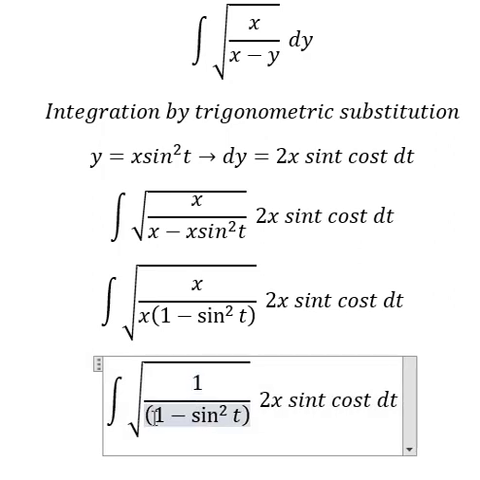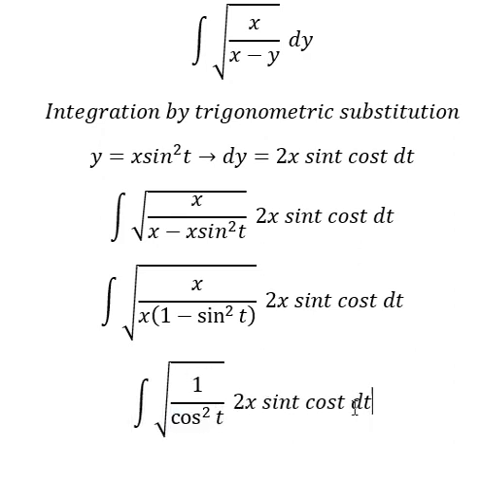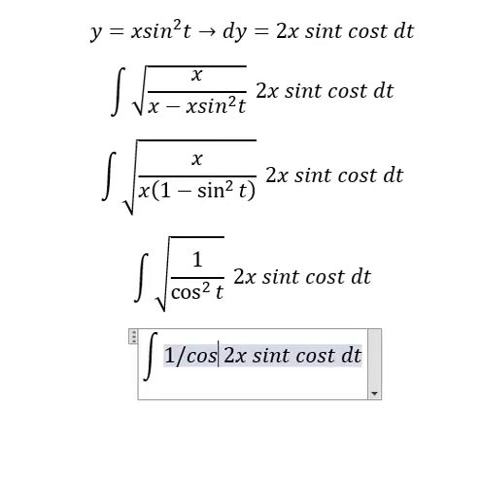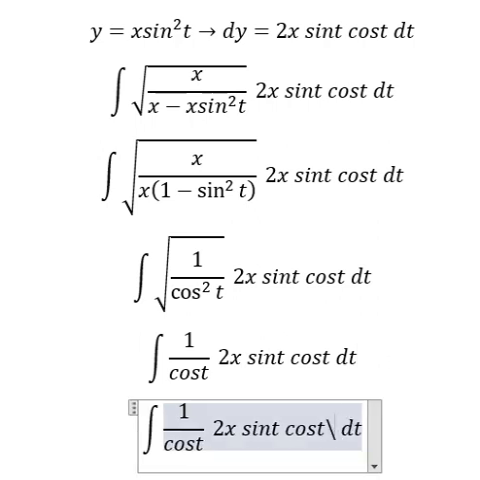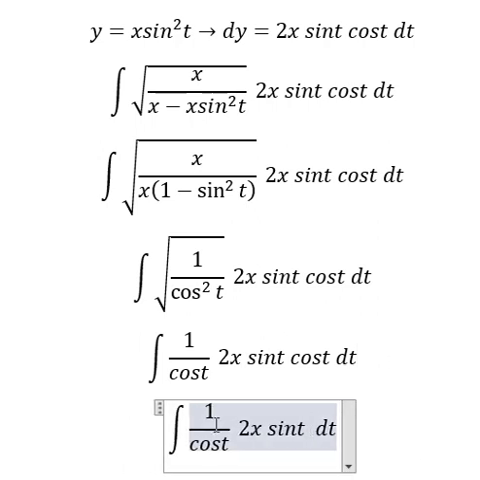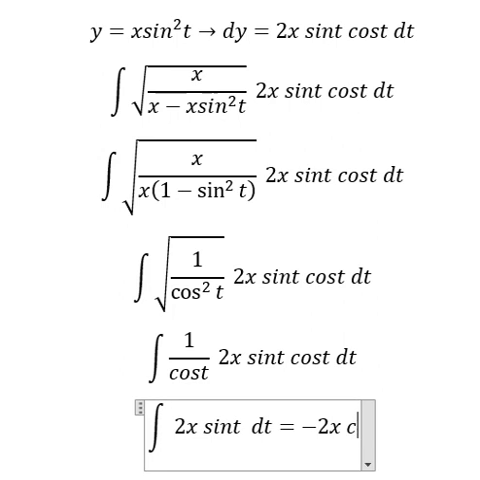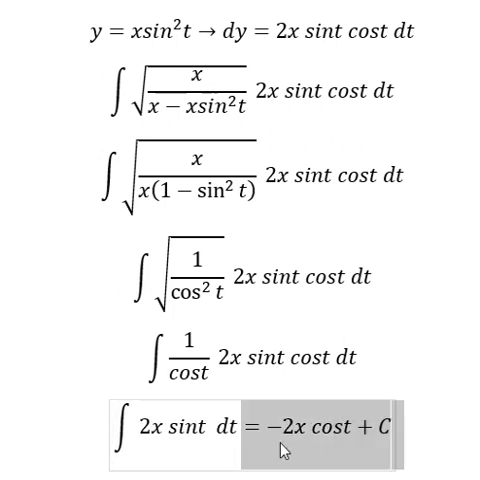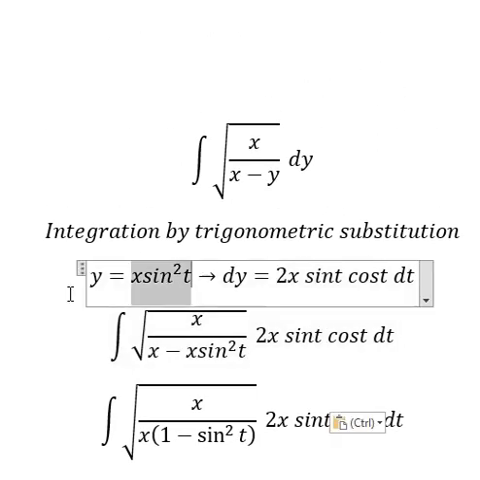1 minus sine t square, that is cosine t square. The square root of cosine t square, that is cosine t. And now we simplify cosine t. So the integration of sine t, that is negative cosine t, and I will put c. About t, that is this one.